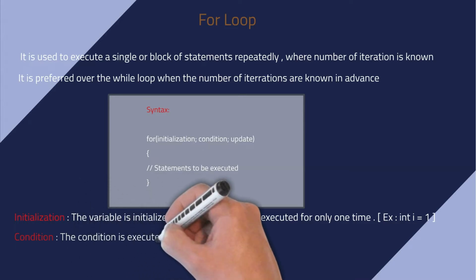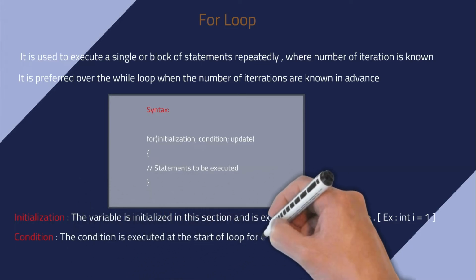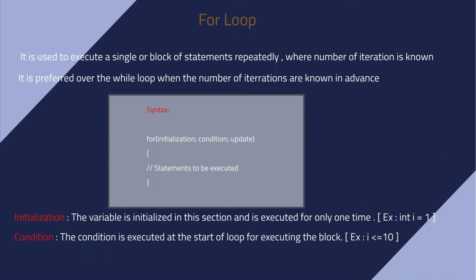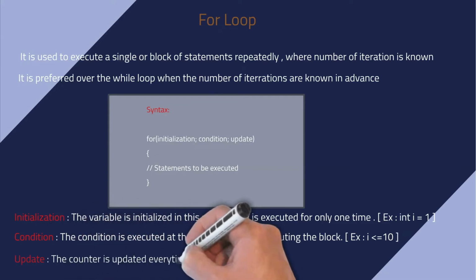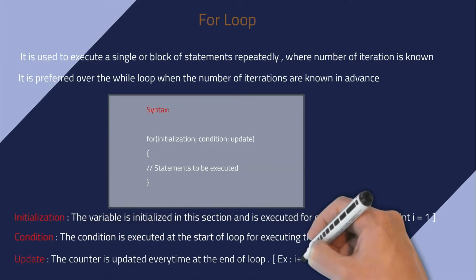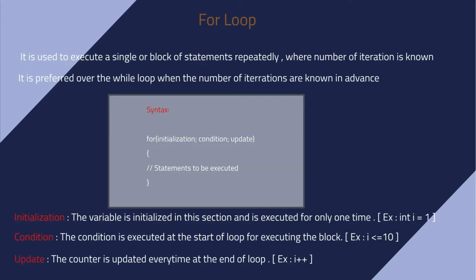Condition: in this section, the condition check is done. If the condition is true, then the code block gets executed. Example: i <= 10. Update: in this section, the value of the variable is updated every time at the end of the loop. Example: i = i + 1.